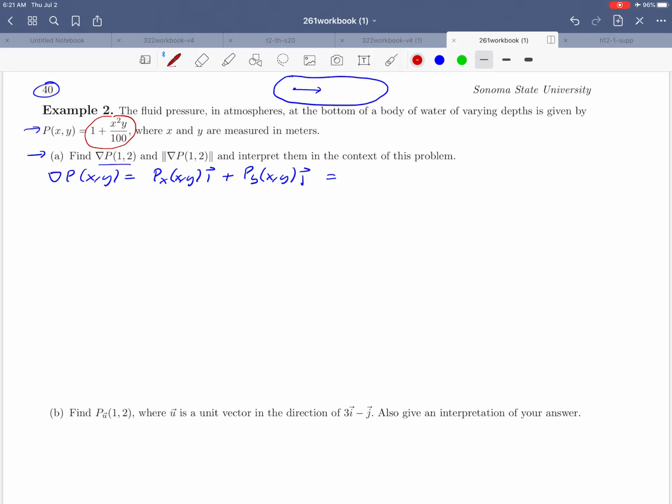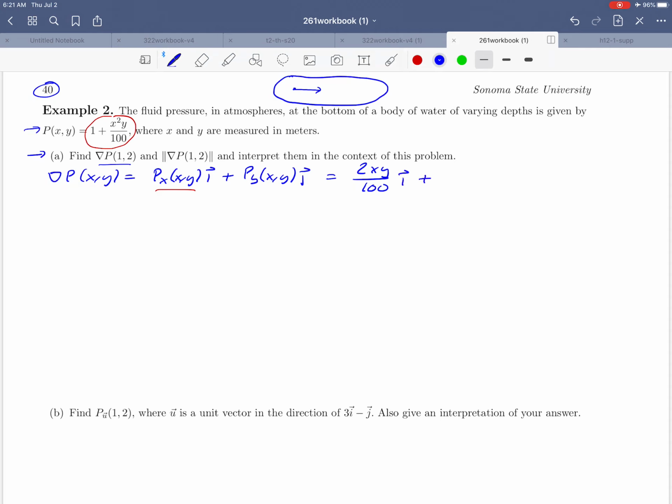So what would the derivative with respect to x of that be? Well, the 1 plus part's going to go away, and then if we take the derivative of x squared, we're going to get 2x, and the rest of that's going to kind of come along for the ride. So we'll get 2xy over 100 i.